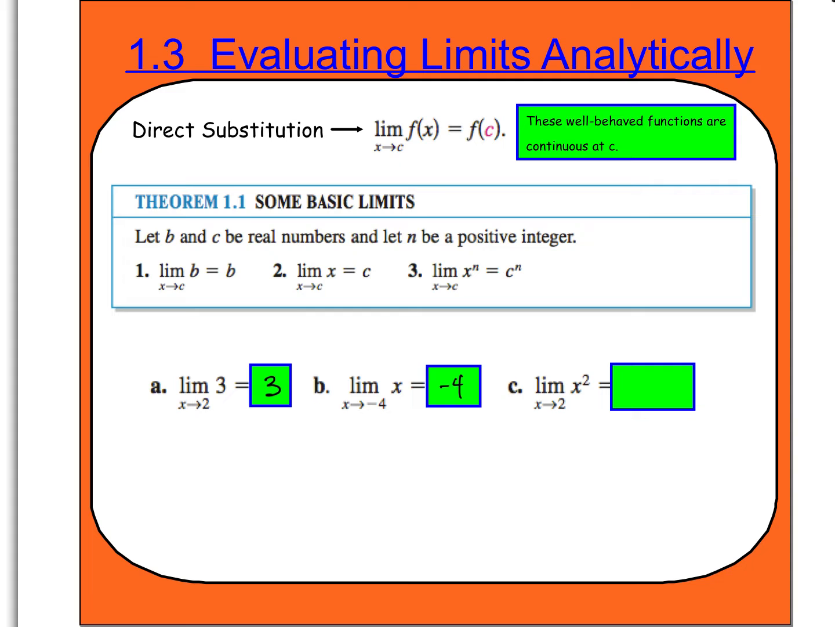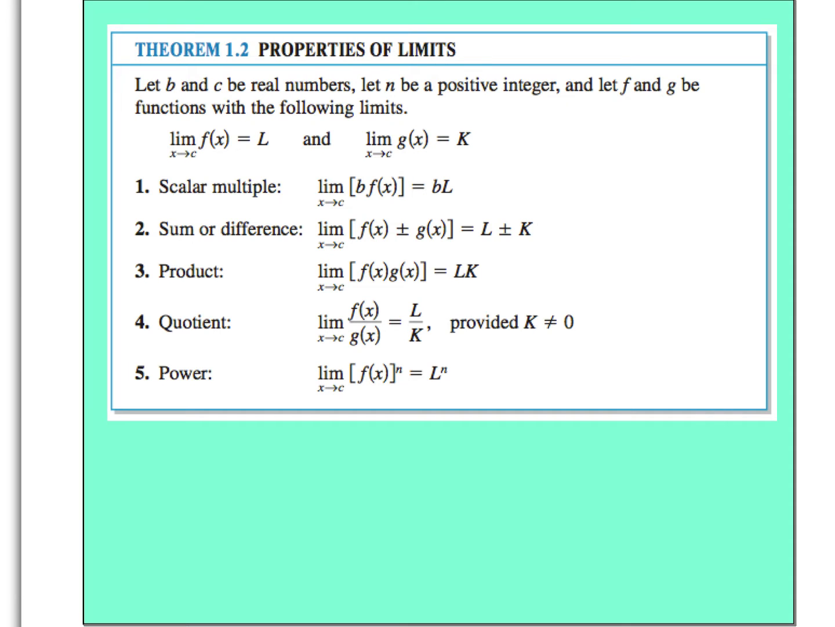This one, I have the limit as x approaches 2 of x squared. I try to substitute in, and even Josiah can get this. What's this one? 4. Look at that. Pretty good? All right, we're moving.